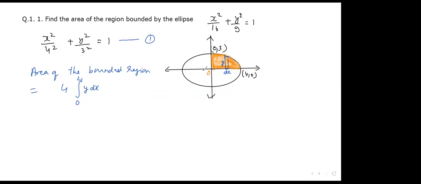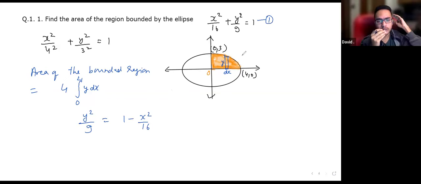So we have, take this equation, this one. So we have y square over 9 equals 1 minus x square over 16. Is it clear to you? Yes, sir. Equation one.